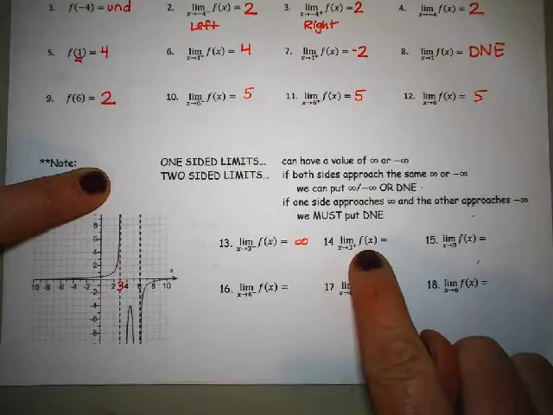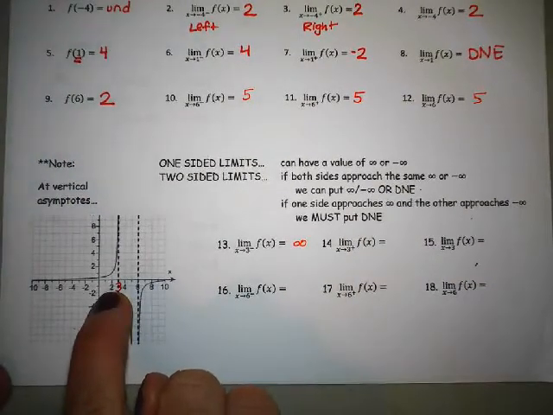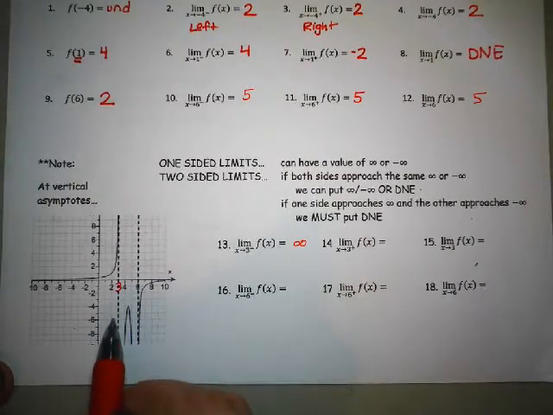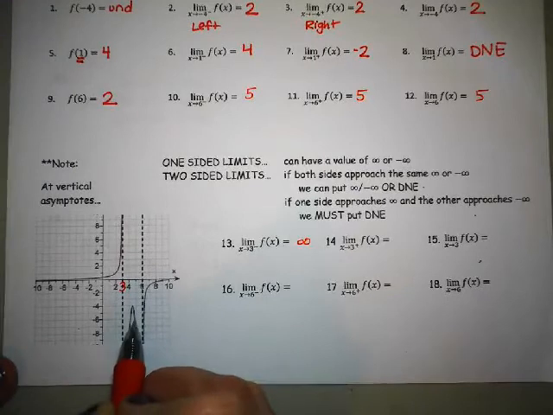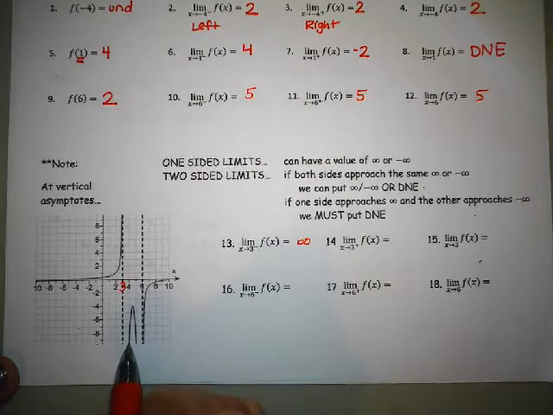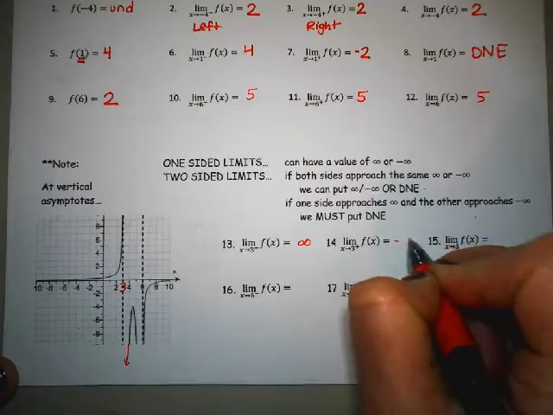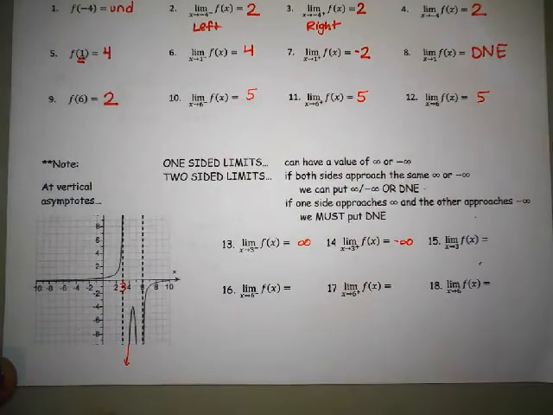Number 14 says find the limit as x approaches 3 coming from the right. So I'm looking at x is 3. I'm going to come on the right side, which happens to be this downward parabola, and I'm going to trace it in. As x approaches 3 coming from the right side, as my x value gets closer and closer to 3, my y value is going all the way down, and so I say negative infinity.